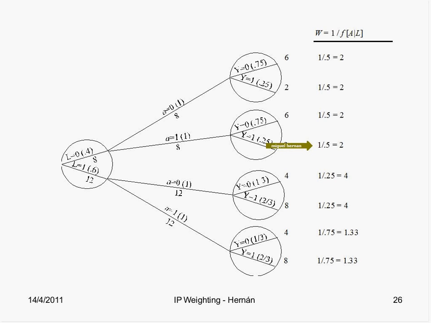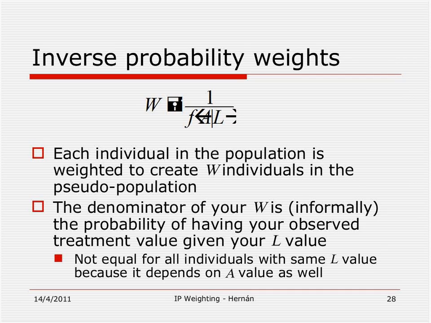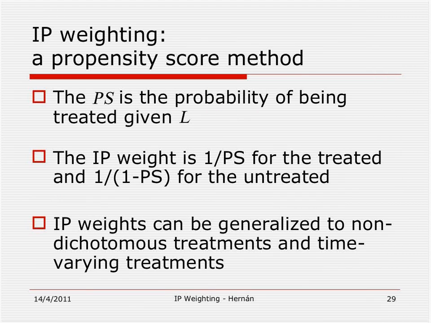This is how we represent the weights. They were 1 over the probability of receiving whatever treatment level you had, treated or untreated, given the confounders. For those who know what the propensity score is, this looks like the propensity score. And in fact, you can say that IP weighting is a propensity score method, because we're estimating the propensity score, but we are using it to weight rather than to match or to stratify.